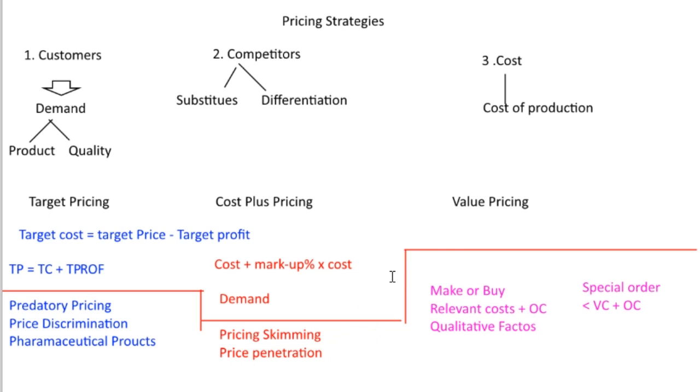It's possible. When we're looking at pricing products, we're also looking at make or buy and special orders. The rules are, when you're deciding whether to make or buy, you look at the relevant costs plus the opportunity cost. Your opportunity cost is your contribution margin lost. So if you do an alternative, what is the contribution margin you lose?